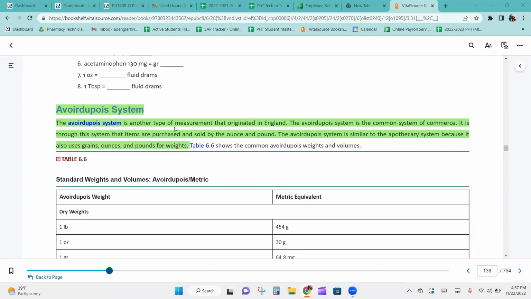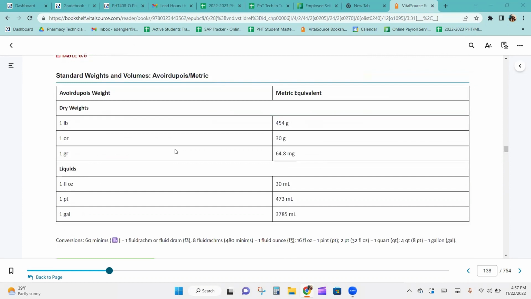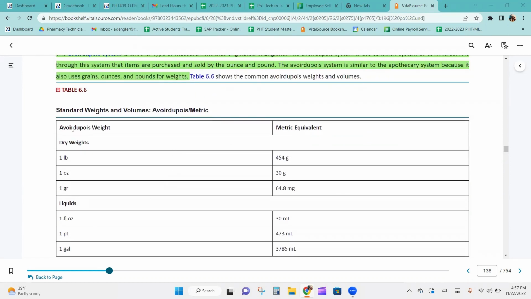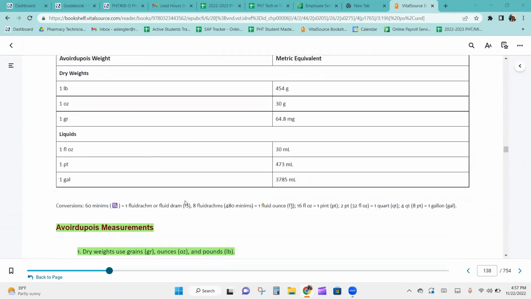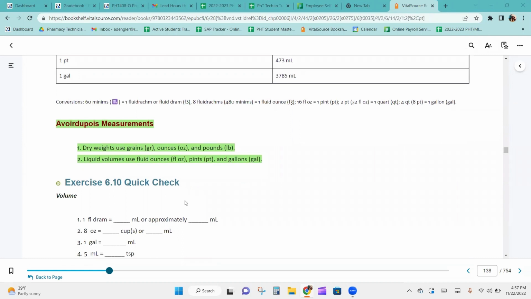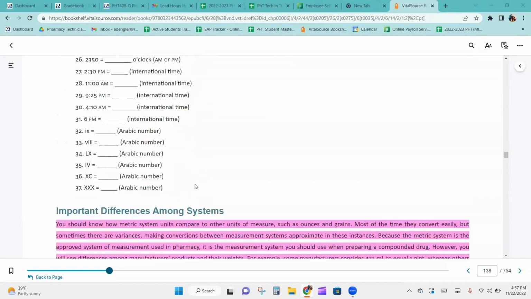The Avoirdupois system is another type of measurement that originated in England. The Avoirdupois system is the most common system of commerce. It is through this system that items are purchased and sold by the ounce and pound. It is similar to the apothecary system because it also uses grains, ounces, and pounds for weight. So we have the Avoirdupois weight, the dry weights and liquids, and metric equivalents. Dry weights use grains, ounces, and pounds. Liquid volumes are fluid ounces, pints, and gallons. And we will go over some examples.